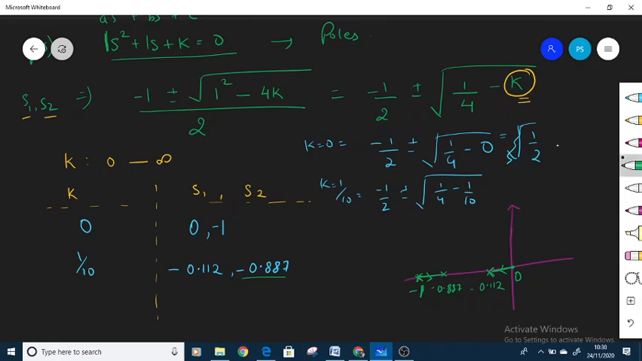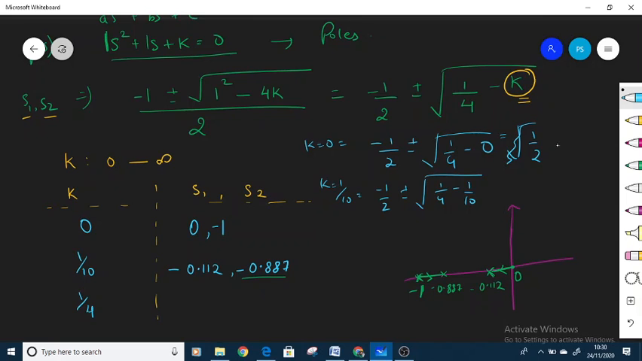Now let's take another point, that is we will take the value of k as equal to 1 by 4. I am taking these values intentionally so that you get some insight about what is actually happening in the system.